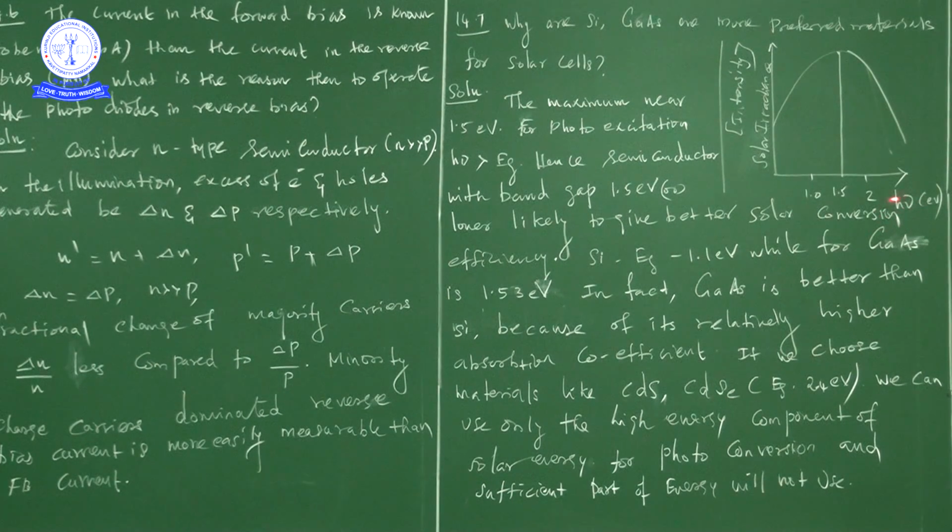Then E is equal to h nu, the incident energy, is on the x-axis, and intensity is on the y-axis. So for maximum intensity, it should lie in the range of 1.5 electron volt. See the diagram: the maximum value is near 1.5 electron volt. So for photo excitation, if you want to get the photoelectrons, the basic condition is that the incident energy is much greater than the forbidden energy gap.